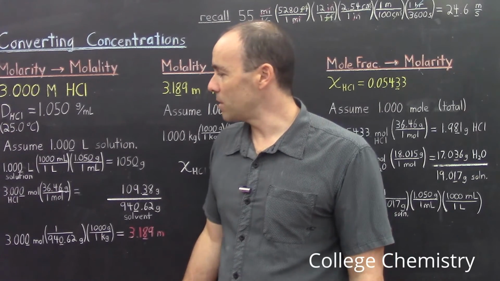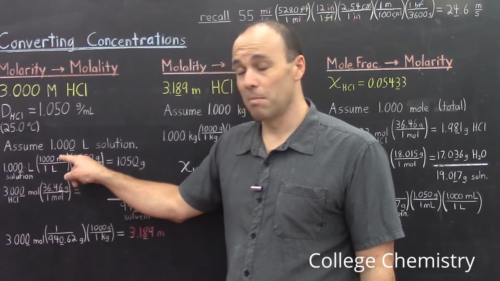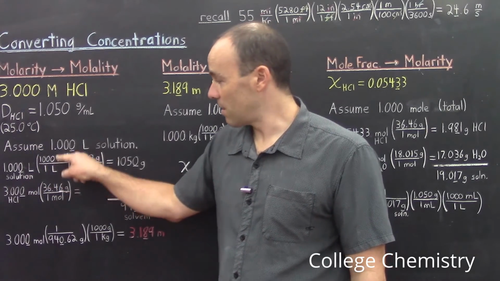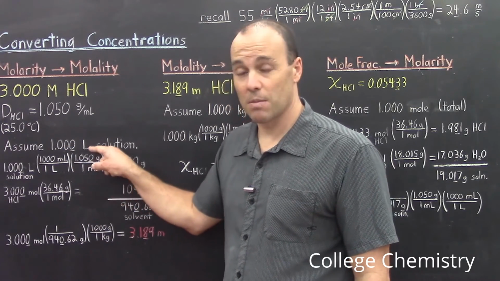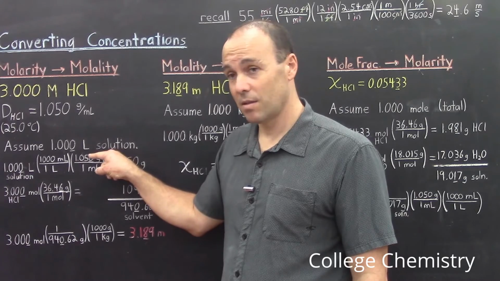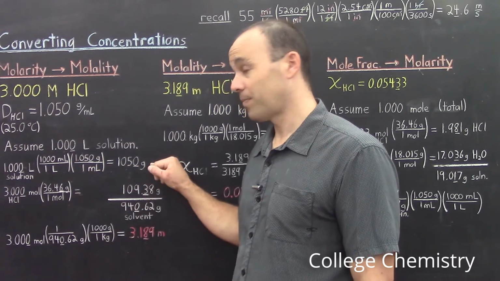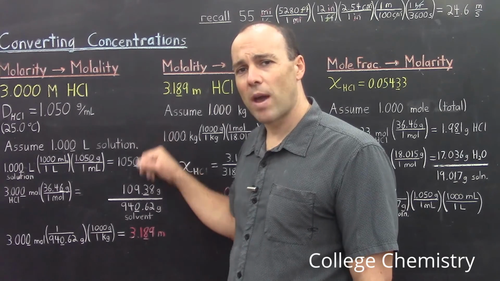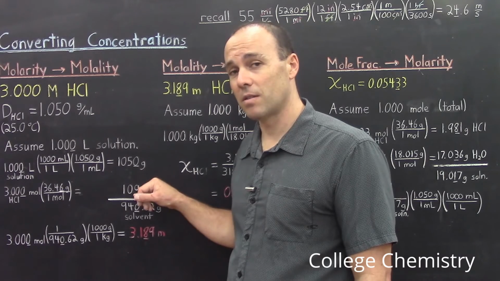So here's how we do it. We take our 1 liter of solution, convert it to milliliters using that relation, then convert the milliliters to grams using the density, and we end up with 1,050 grams of solution. Now if we can subtract off the mass of the solute, we would then have the mass of the solvent.